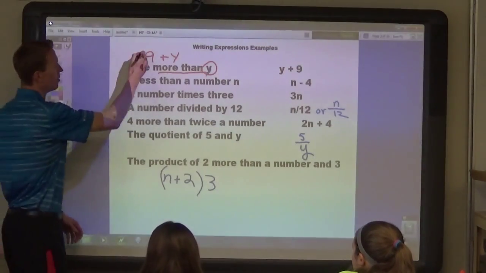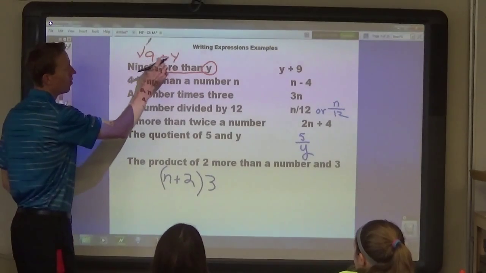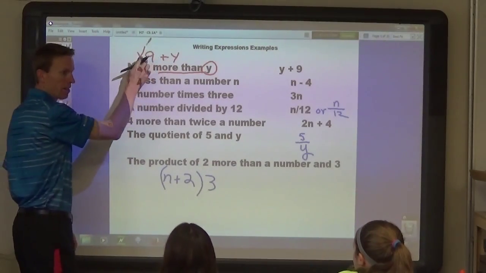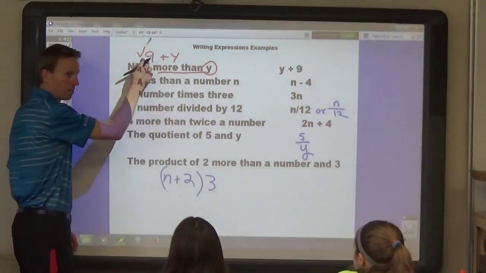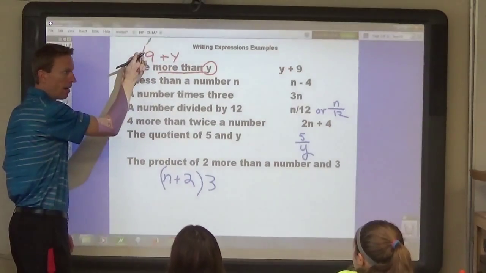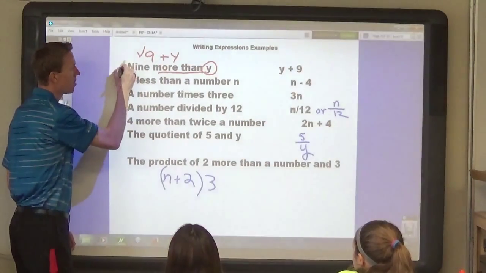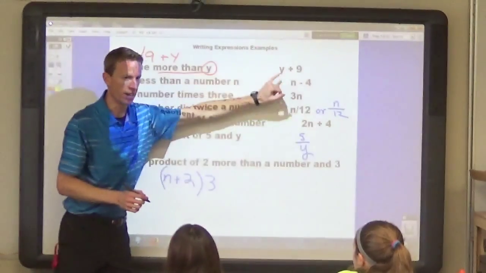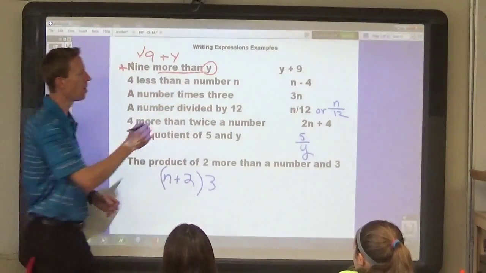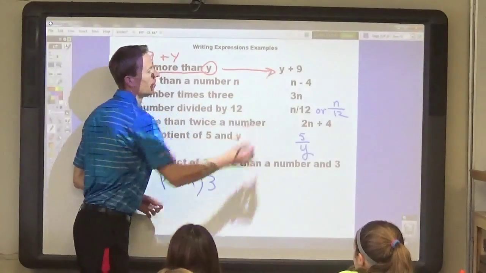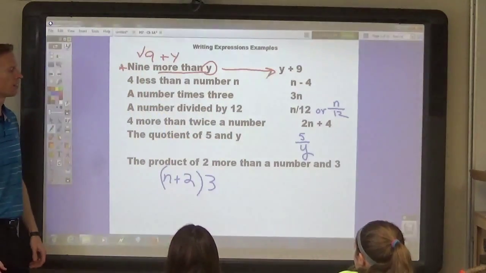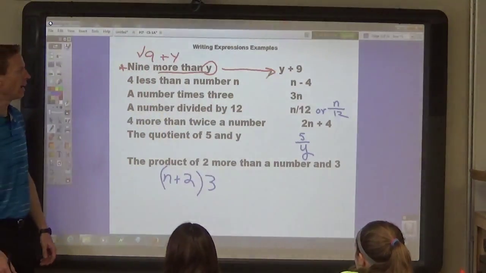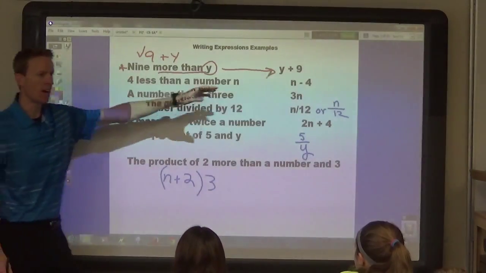Okay? So this means y more than 9. You're adding y to 9, whereas the words say that you're adding 9 to y. So that's why this is y plus 9. Y, and then 9 more.